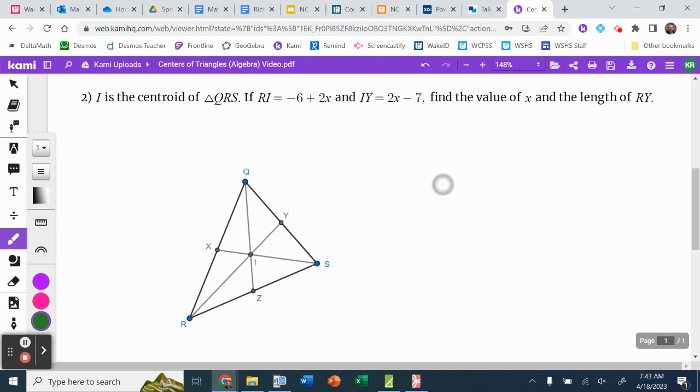All right, let's look at another example. I is the centroid of triangle QRS. All right. Well, we know with the centroid, our big property here is that these lines that form our point of concurrency have a ratio of 2/3 to 1/3. Or I could also say that, for instance, QI is twice the length of IZ.